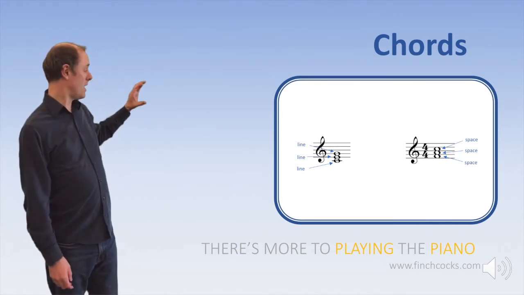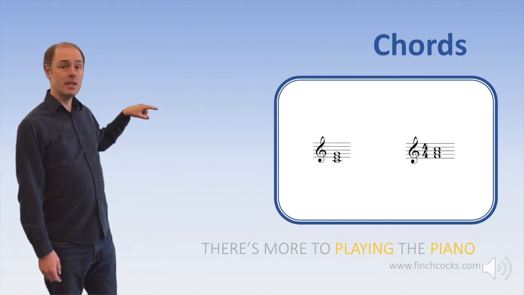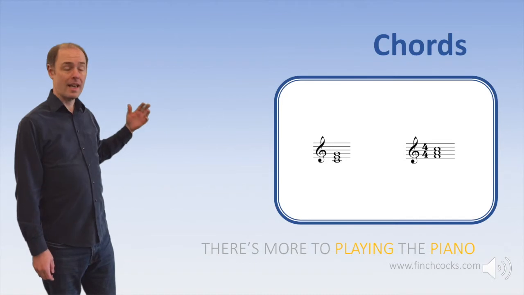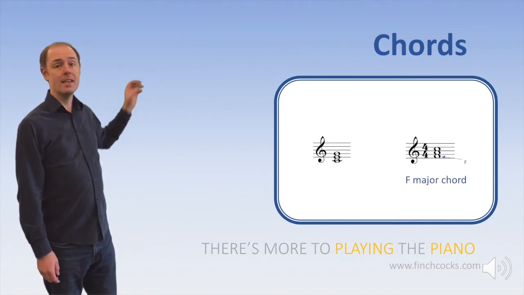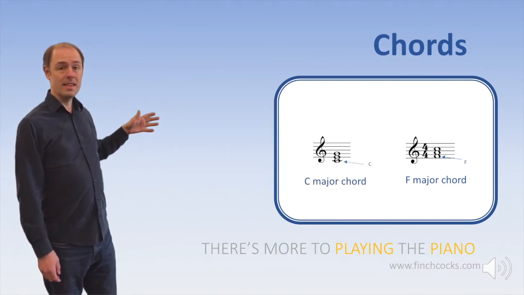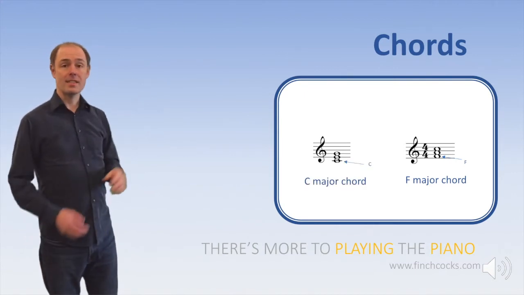When you see a chord like this, look at the lowest note, that's the name of the chord. So if the lowest note is F, if you've got F, A, C, that's a chord of F. If the lowest note is C, C, E, G, that's a chord of C.